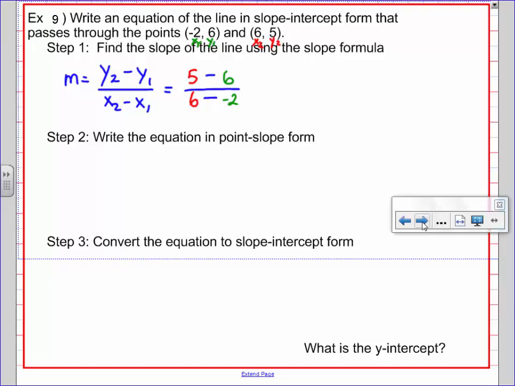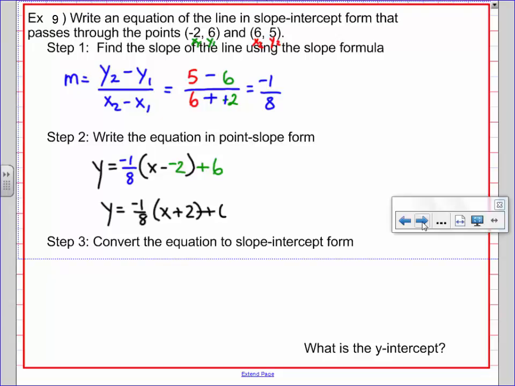Then we simplify. So 5 minus 6 is negative 1. 6 minus negative 2, minus a negative becomes plus. So that would be negative 1/8 as my slope. And then I'm going to write it in point-slope form. So put my x in the parentheses and leave some space. My slope goes first. Negative 1/8 goes in front of the parentheses. Then I take my point. Does not matter which one I use, so I'm going to use (-2, 6). So minus a negative 2 plus 6, which simplifies to y equals negative 1/8 times (x plus 2) plus 6.